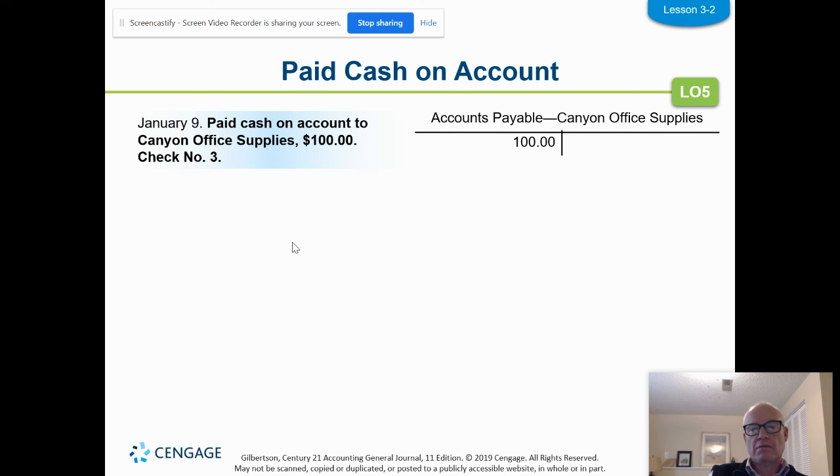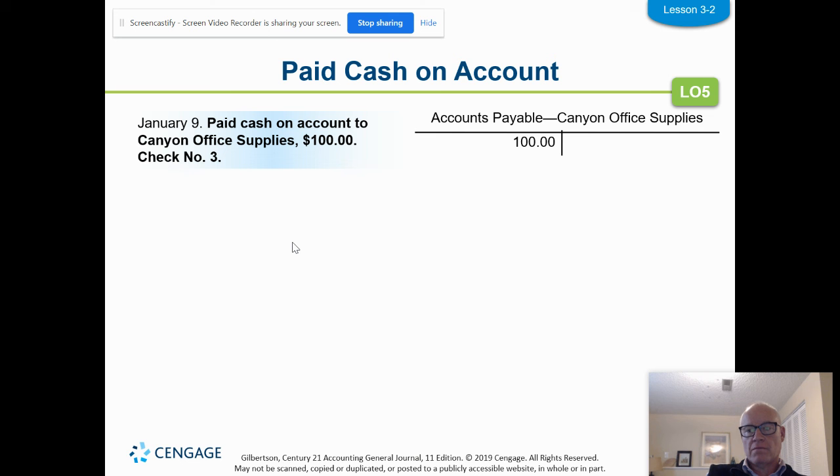Paid cash on account. Okay, again, I got to think about what's going on here. Well, we paid cash, we're decreasing an asset, right? We paid on account. What's on account mean? That should think, okay, we owe somebody money. If we bought something on account, we owe somebody money. If we paid cash, we're paying down our debt. That's a liability. We owe people money. We're not selling anything here. We're not buying anything here. We're just paying off an obligation. So again, you have to pause and think, what's going on when we pay cash on account?